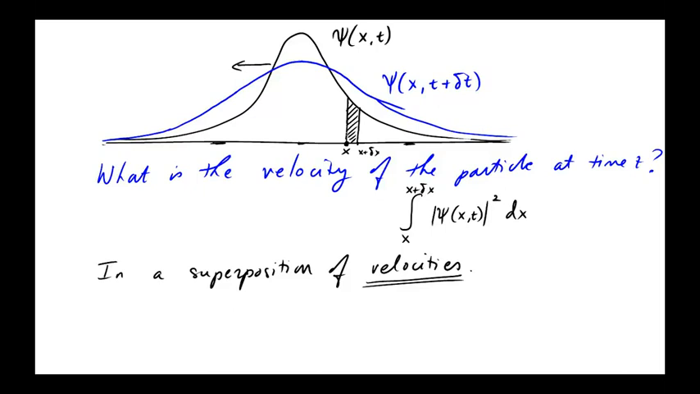Okay, so what about velocity? What would the wave function look like which has a definite velocity? So let's start guessing. Let's look at psi of x, which is of the form e to the i kx. So it's a complex exponential. What do I mean by this?